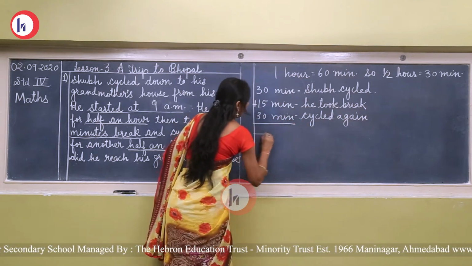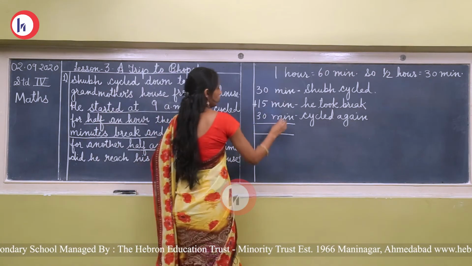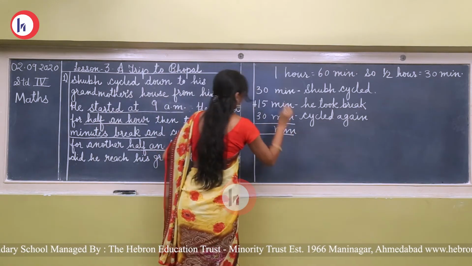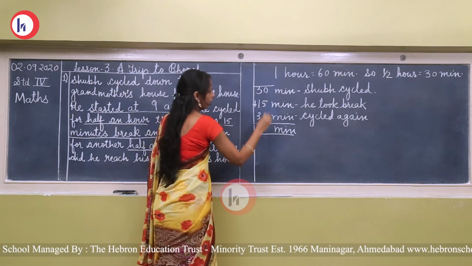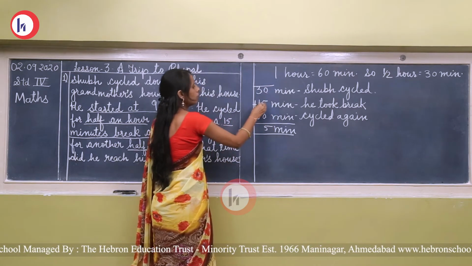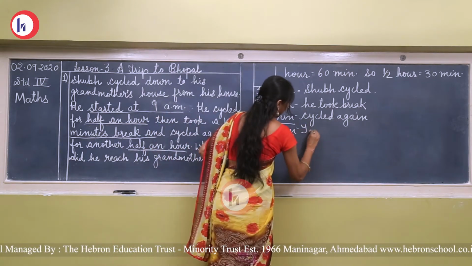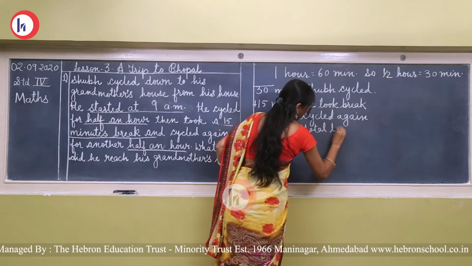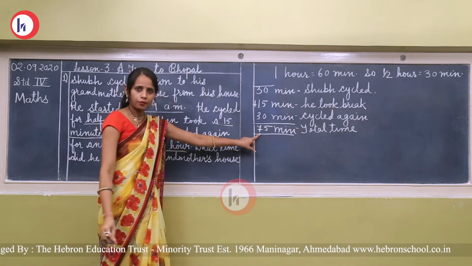Now we have to add to find out the total time he took in cycling. 0 plus 5 plus 0, 0 plus 0, 0 plus 5 is equal to 5. Now 3 plus 1, 4. 4 plus 3, 7. Now see, here is 75 minutes.